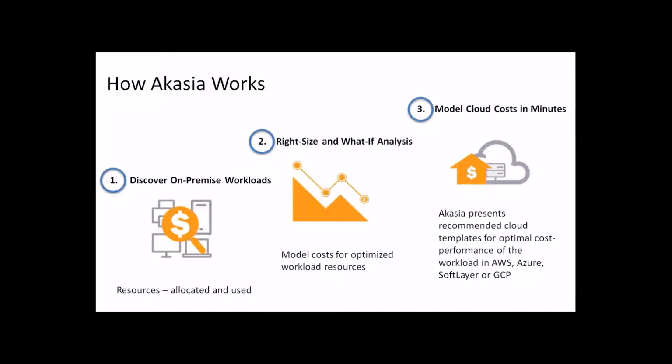And here you can do right sizing and what-if analysis. And this includes changing the recommendations that the tool has provided so you can put in some of your own custom information. The third step is doing the actual modeling. And this takes just minutes, where Akasia presents recommended cloud templates. And these templates are for optimal cost performance that we have detected of your on-prem environment. And then we show the cloud templates for Amazon, Azure, SoftLayer, or Google.